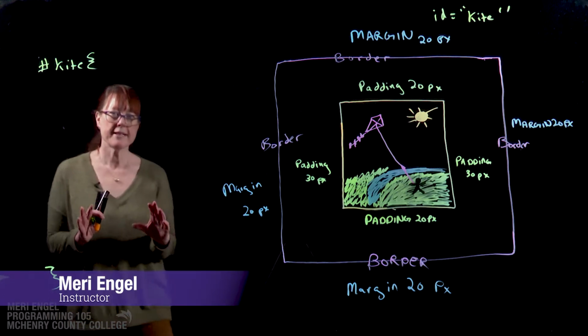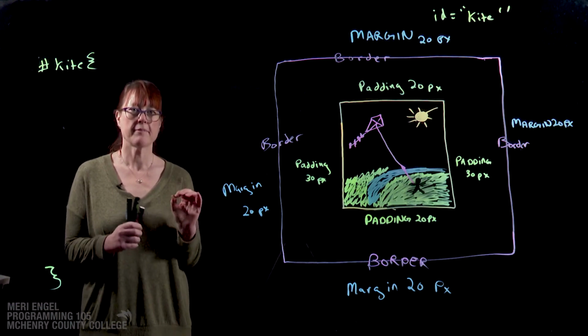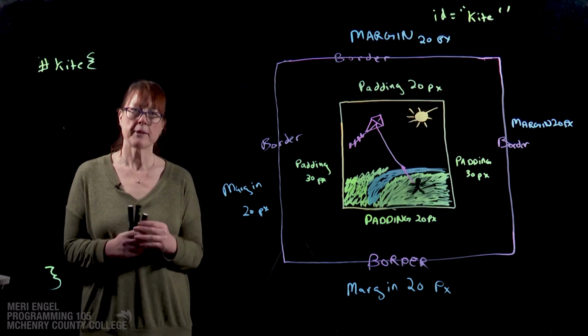So we're going to take a look at a few things surrounding the box model. And it's things that a lot of my students are really struggling with. Not just the model itself, but how do we code it?